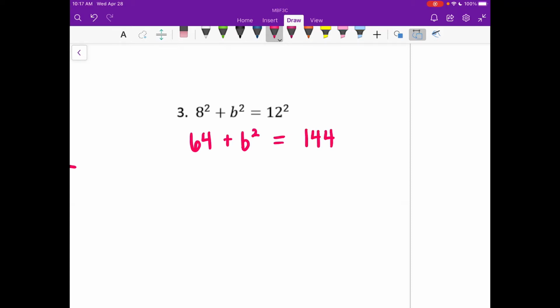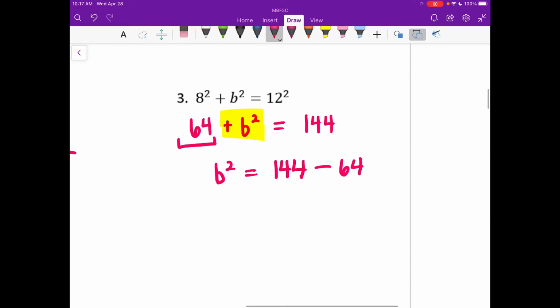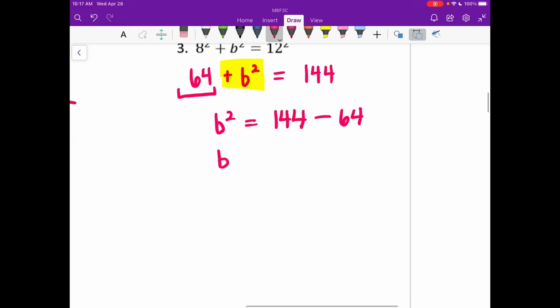Now, if I want to get this b squared on its own, I'm going to have to get rid of the 64 somehow. What I can do is just move the 64 over to the other side by subtracting it on both sides. So I'm left with b squared is equal to 144, this is plus 64, so minus 64 on this side. Then I'm left with b squared is equal to 144 minus 64, which is going to give me 80.